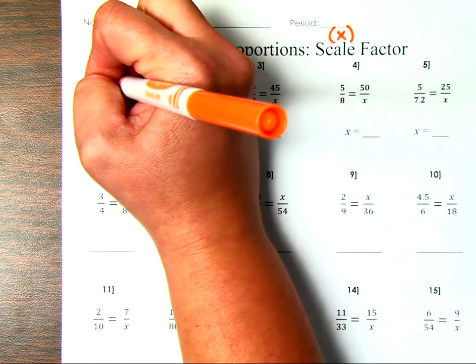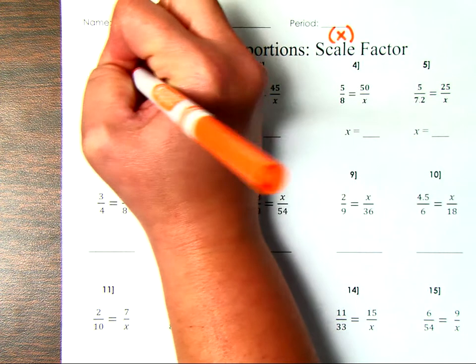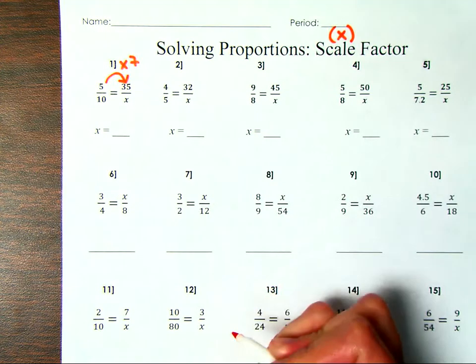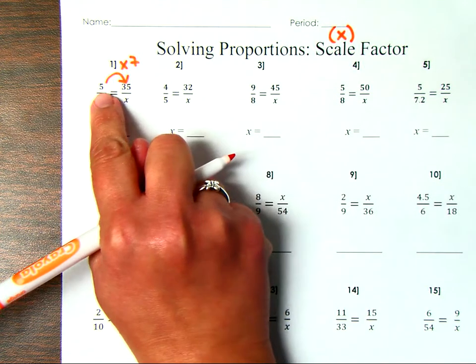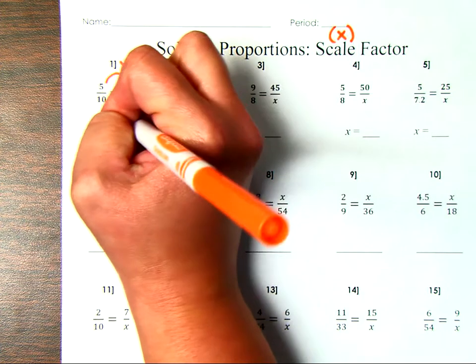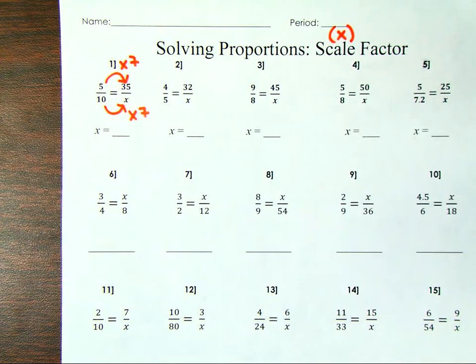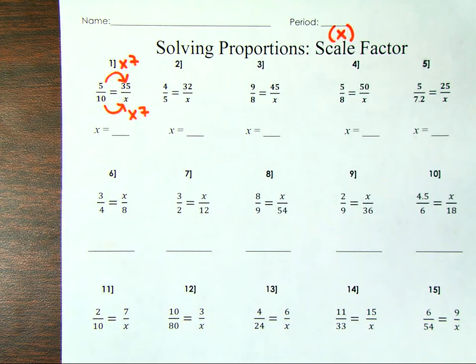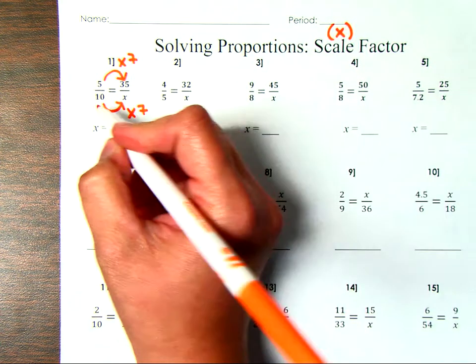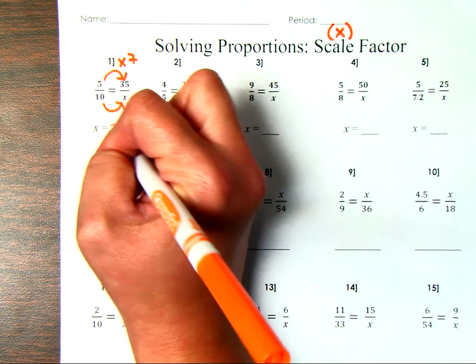We can see from 5 to 35, I can multiply by 7. And what I do to the top from left to right, I'm going to do to the bottom from left to right. It's very important that you draw your arrows because sometimes people are trying to do too many of these things in their head and they accidentally multiply the wrong numbers and fall for the trick. So 10 times 7 is 70.